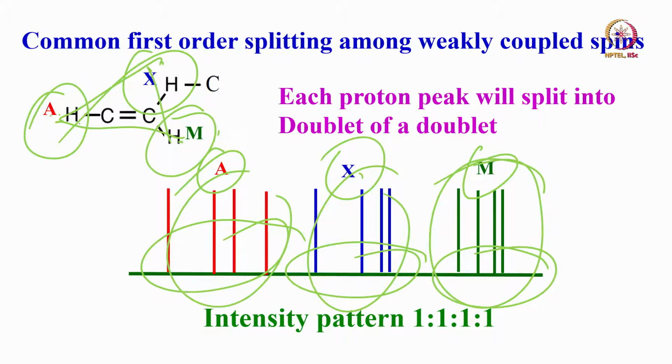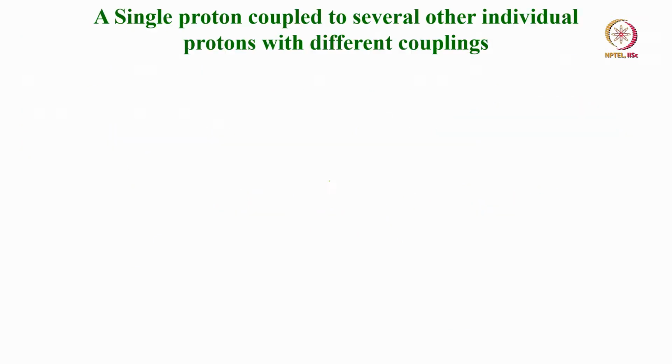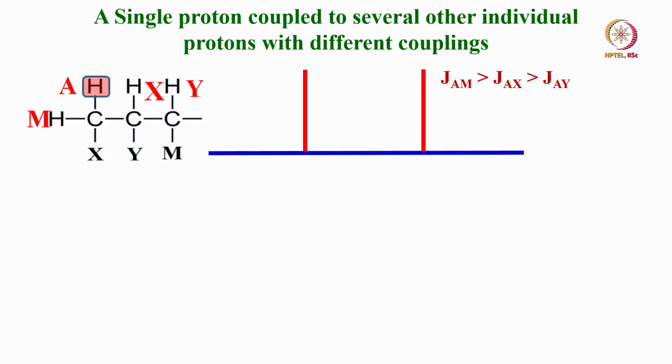Unlike in the previous example, where they were chemically equivalent spins, the intensity pattern obeyed Pascal's triangle, which is nothing but the coefficients of the binomial expansion, which I explained yesterday. As a result, in the non-equivalent case, the intensity pattern will always be equal, 1:1:1:1. Now one proton may be coupled to more than two different protons or groups of protons. You can come across varieties of problems like this. Now I have one proton coupled to three different protons, with the condition I have given you, JAM is larger than JAX, larger than JAY.